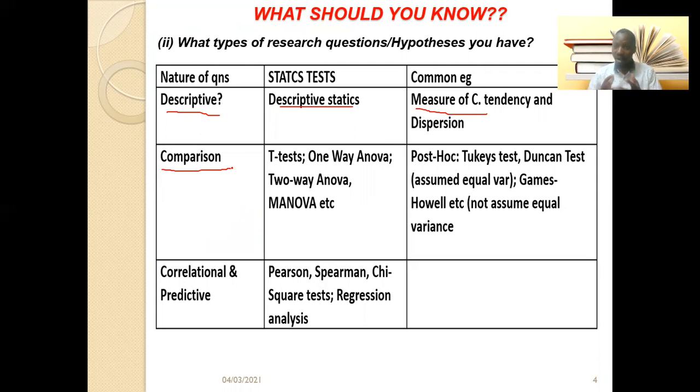If your study is more about comparison, you need to look for the comparison-related statistical tests. For example, the t-test, one-way ANOVA, two-way ANOVA, which we call factorial, three-way ANOVA, MANOVA, MANCOVA, and all other related tests. All these kinds of tests are comparisons. So the nature of your study question determines the type of statistical test to use.